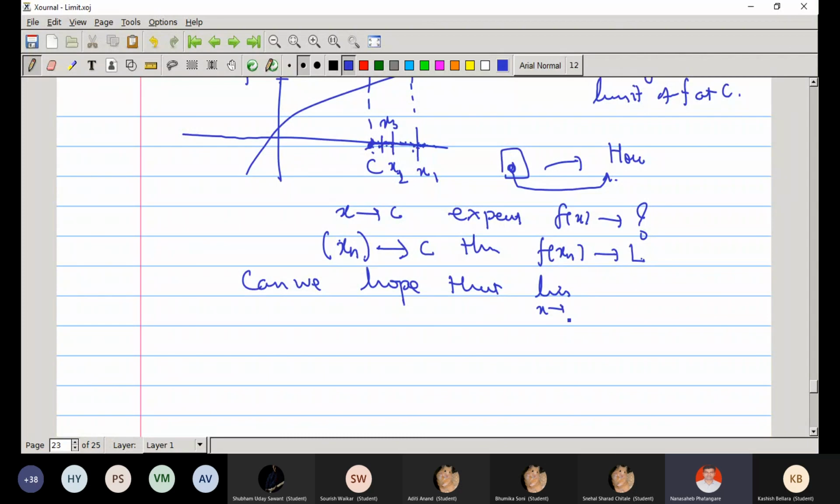that the limit as x tends to c of f of x is L? Can we hope this? Yes, sir. Right, and this is a guess. We can hope that the limit could be L, because a simple sequence will help us to guess the limit.